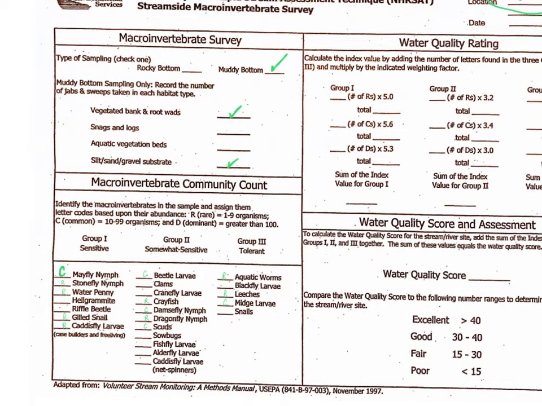So number of R's: we have 1, 2, 3, 4 R's in group 1. So that's a 4. 4 times 5 is 20. Number of C's in this group 1 is 1, so that's a total of 5.6. Number of D's, dominant, we have 0, so total 0. We add those up, we have a total of 25.6.